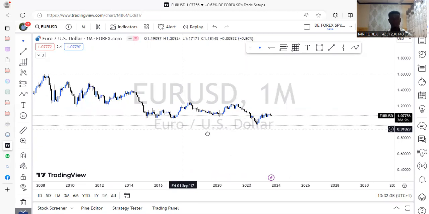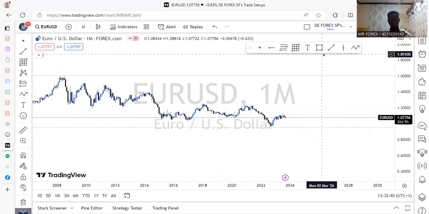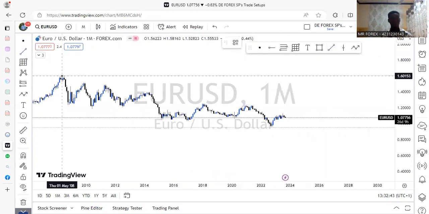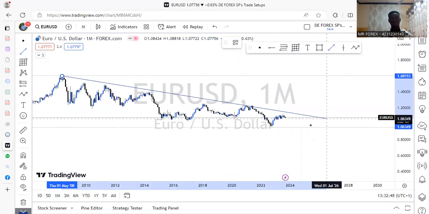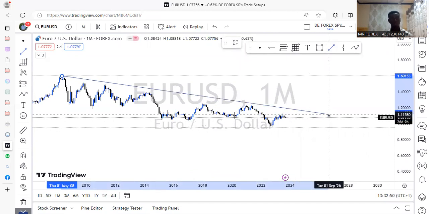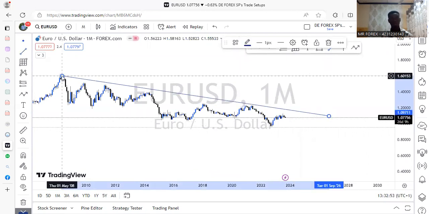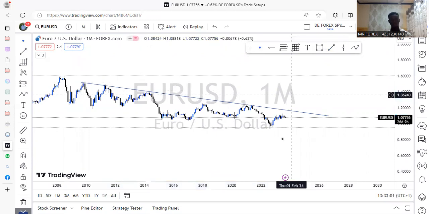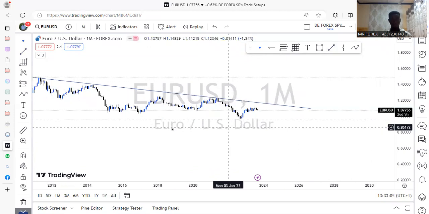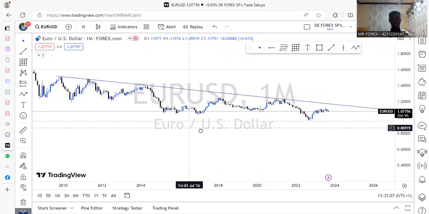So this is Euro USD. The overall trend is bearish. It's very clear. It's one of the pairs with the clearest trend. Let's look at those touches. Euro USD is one of the pairs with the clearest trend.